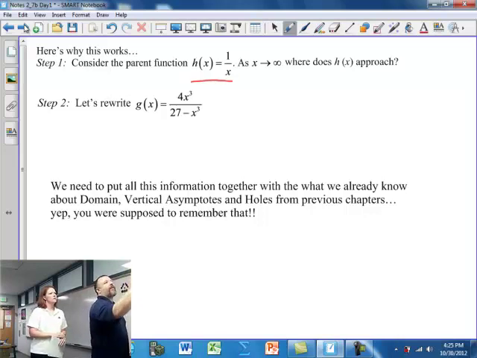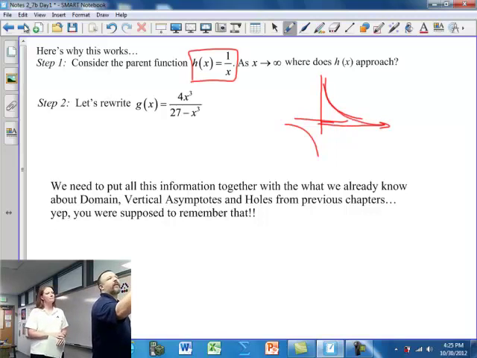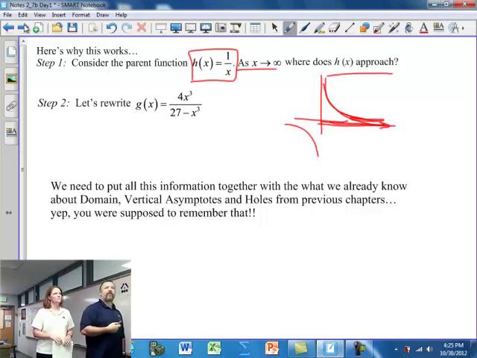First off, consider h of x is 1 over x. So if I had the graph of 1 over x, as x goes to infinity, going this way, our y values are getting closer and closer to what value? To 0. They don't actually hit it. So as x goes to infinity, h of x approaches 0. It does, in both directions actually, but we'll talk about just the positive direction for now.